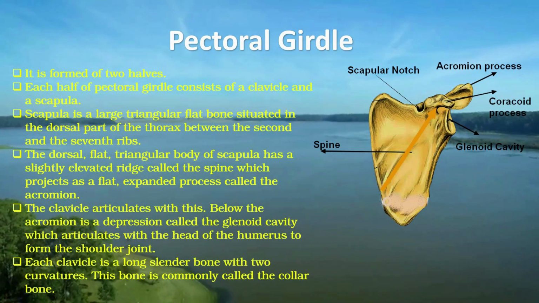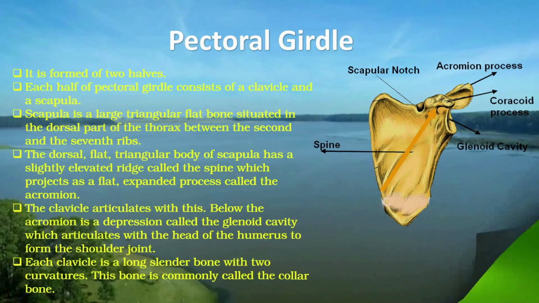Below the acromion is a depression called the glenoid cavity, which articulates with the head of the humerus to form the shoulder joint. Each clavicle is a long slender bone with 2 curvatures. This bone is commonly called the collarbone.